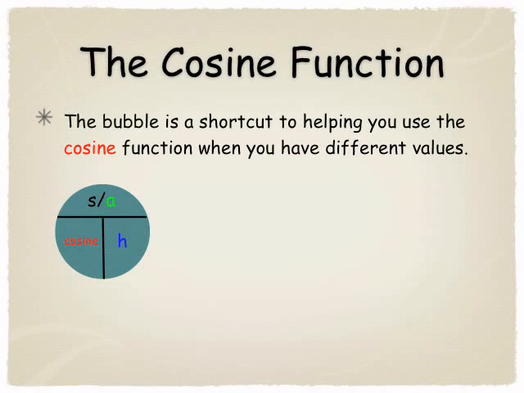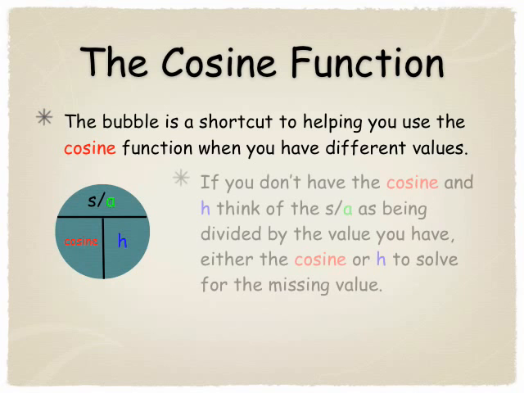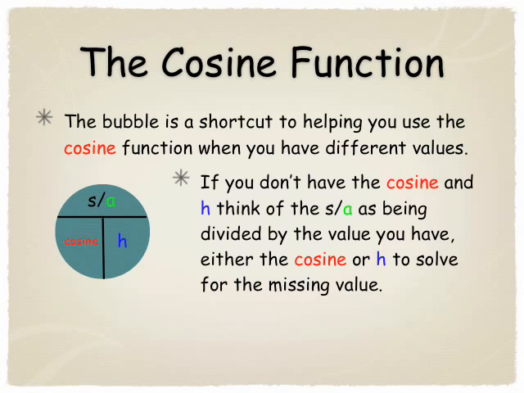So the bubble is a shortcut to helping us use the cosine function. It shows us that side adjacent above can be divided by cosine to find the hypotenuse. It can be divided by the hypotenuse to find the cosine, or if you're missing the side adjacent, you can use the cosine times the hypotenuse to find the side adjacent.